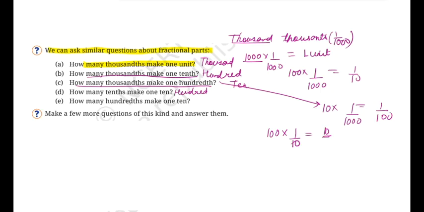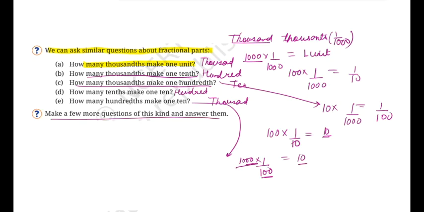How many hundredths make 1/10? So you have to make 1/10 out of 100th. So let us multiply it with 1000. So you will get 10. That means 1000 hundredths make 10. So make a few more questions of this kind and answer them.